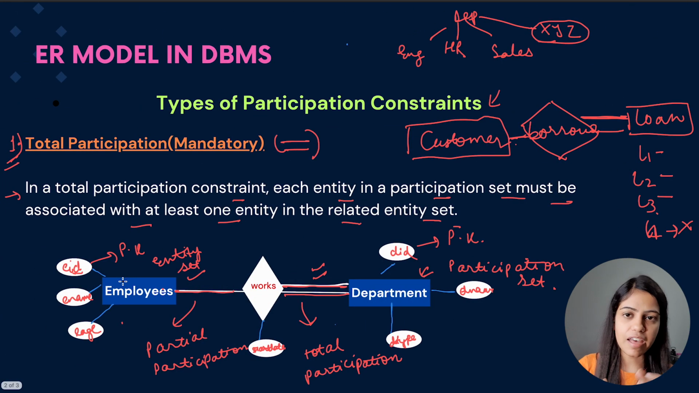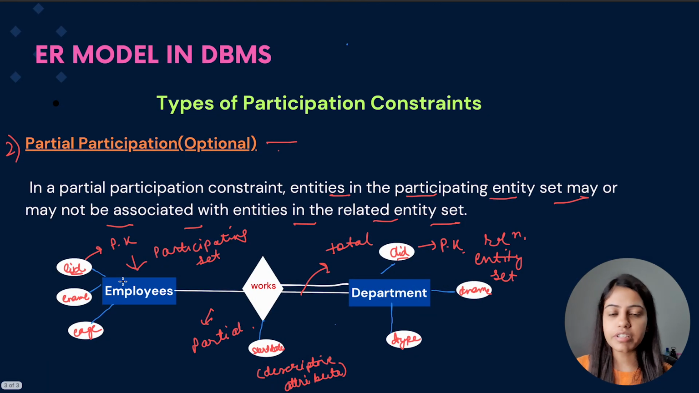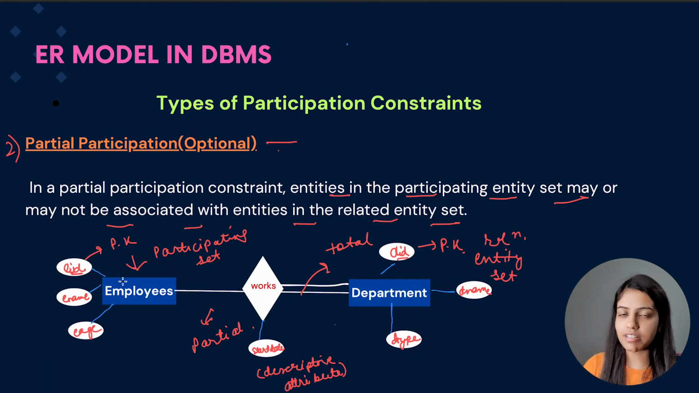In the same way, every customer can borrow a loan, but there may be some customers who don't wish to borrow a loan, right? So in this example, not every customer is borrowing a loan. Some customers are borrowing a loan, some customers are not, but each loan is associated with one customer, because there can't be any loan which is not associated with any customer. So this was all about participation constraint in this particular video.